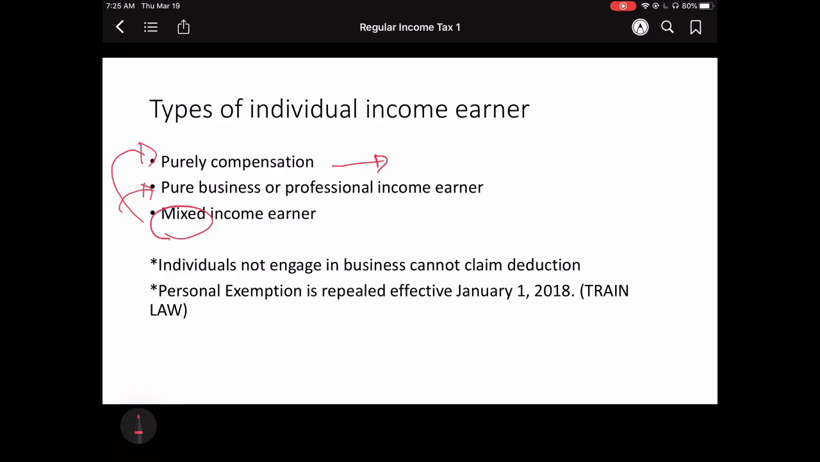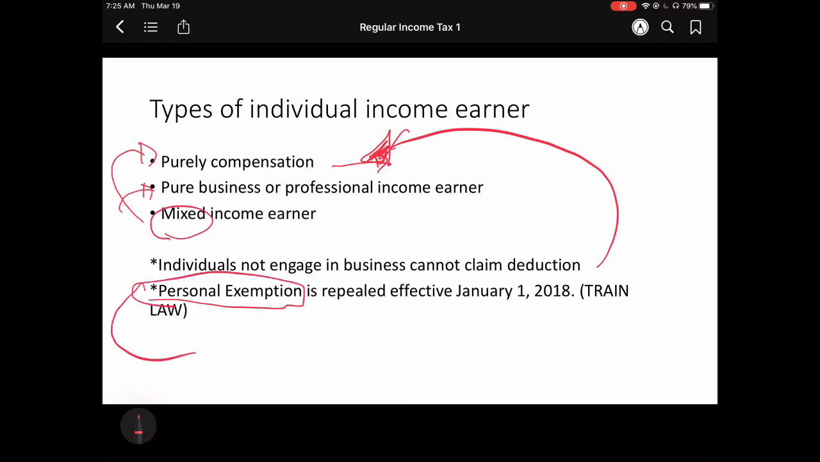So this means that if you are a purely compensation income earner, you have no deduction. Only personal expenses are available, and again, personal expenses are not deductible. Take note here, personal exemption. You may see personal exemption in the past.